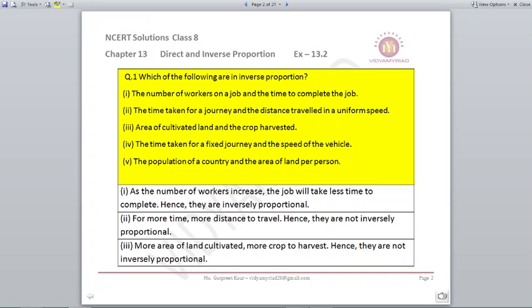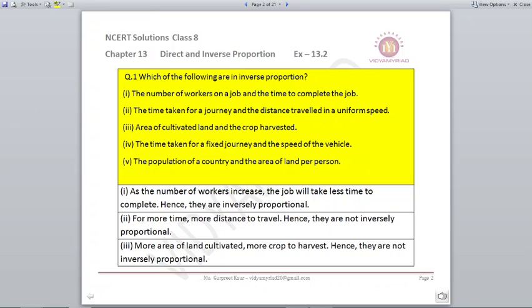The time taken for a journey and distance travelled in a uniform speed. So what happens when more time is there? More kilometers will be covered. So this is a direct variation. So we will say they are not inversely proportional. Area of cultivated land and the crop harvested. The more the area, the more the crop to harvest. The less the area, the less the crop to harvest. That means they are directly related. So we will say they are not inversely related.